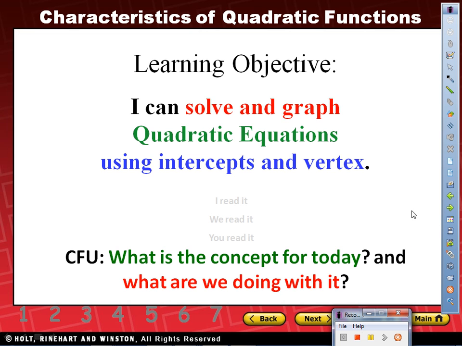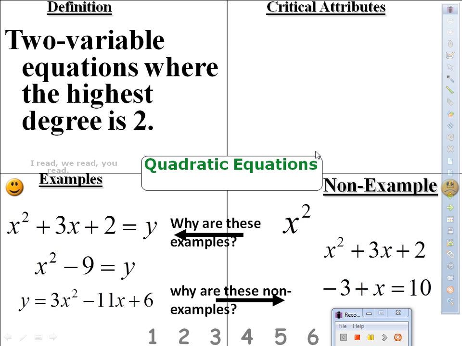Yes, you'll notice that they're different colors. However, the one thing that's new for this lesson is vertex. We already used intercepts before. We already solved. We already graphed. We already know what quadratic equations are. Therefore, we don't need a Frayer model. We know what they are. We do need steps, though.